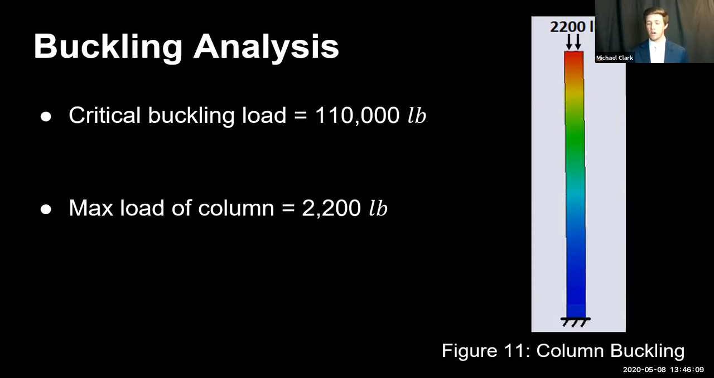We looked at our column, and we looked at the weight of the workers, the weight of the Suico, and the weight of all the structural members combined into one as a point load on top of one column. All of those loads still only get to 2,200 pounds, which is nowhere near a critical buckling load. So we know for sure that we will not fail due to buckling.